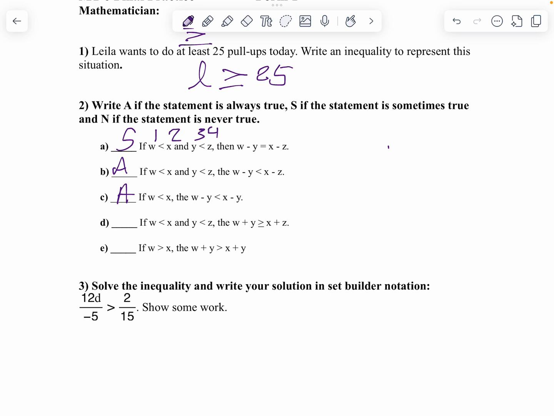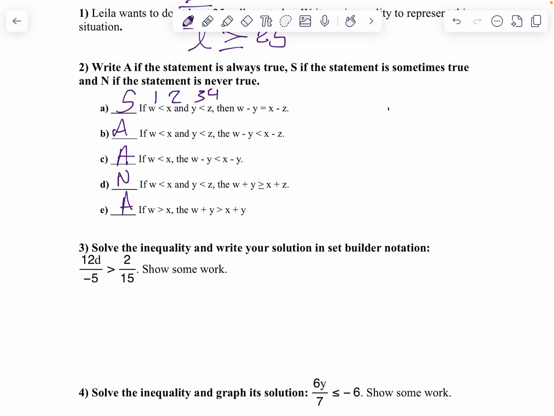How about if W is less than X and Y is less than Z, then W plus Y? Now, if I add something smaller, will I ever get it bigger? No, that will never be true. And then if W is greater than X, then we add the same thing to both sides. That's always going to be true. That one was no work to show, but a lot of thinking going on about what's going on with each one.